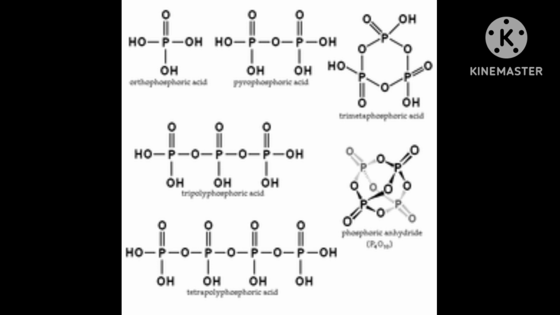Now, how will you prepare this H4P2O6? I told you hypo, so how will you prepare hypophosphoric acid H4P2O6? That I am telling you. It is prepared from red phosphorus, P4, plus alkali. Red phosphorus plus alkali, you will get H4P2O6.